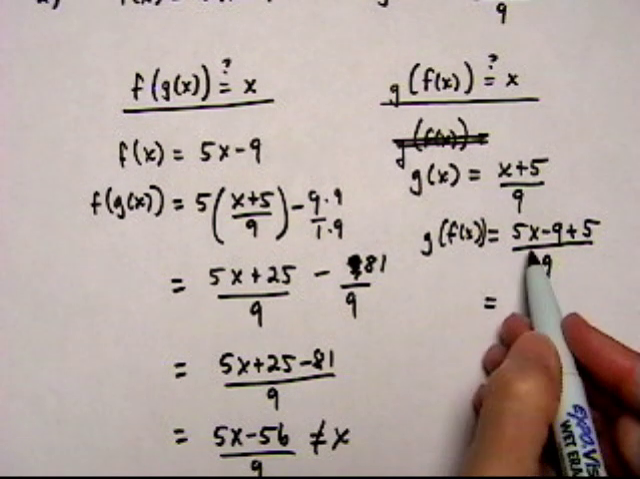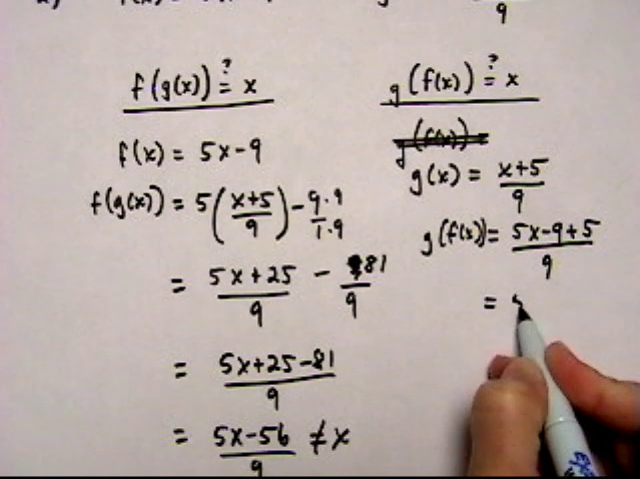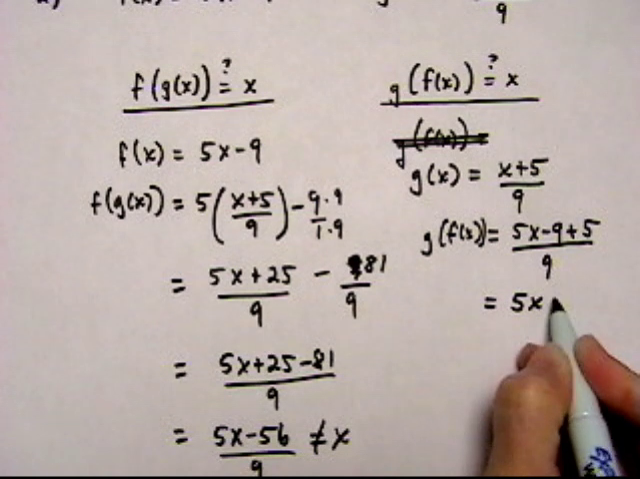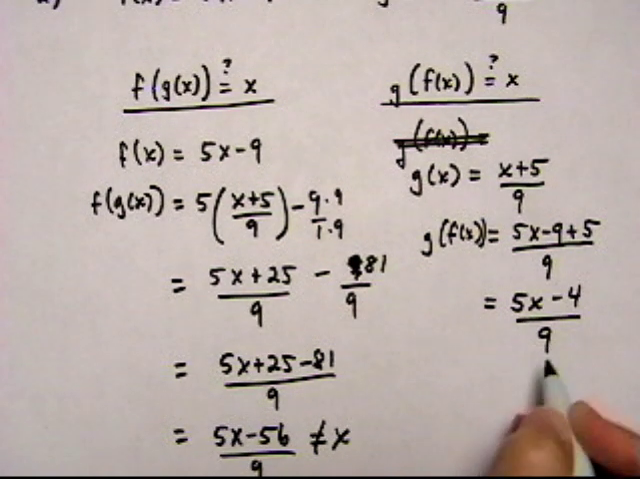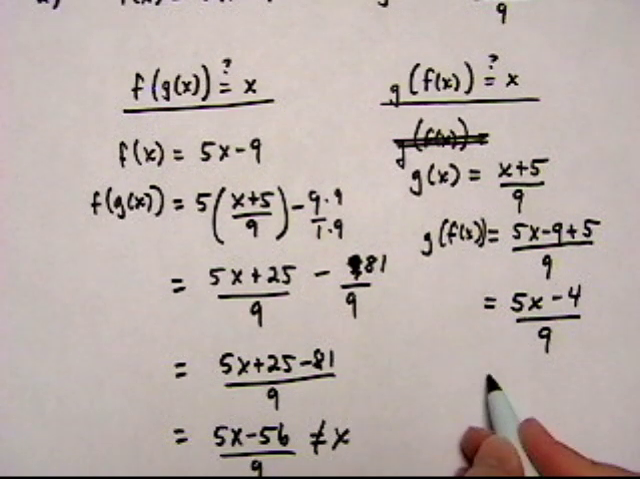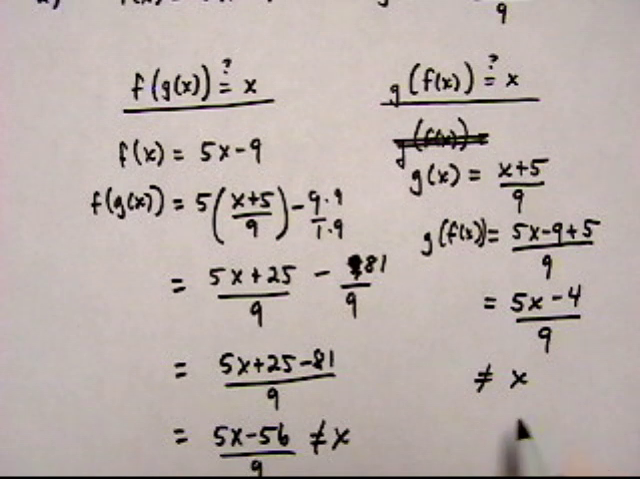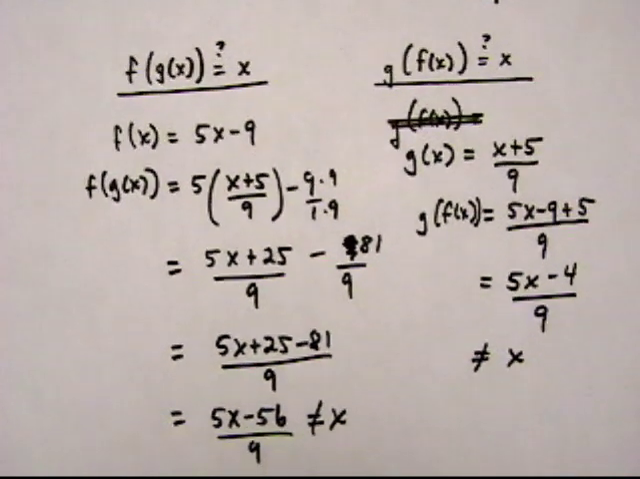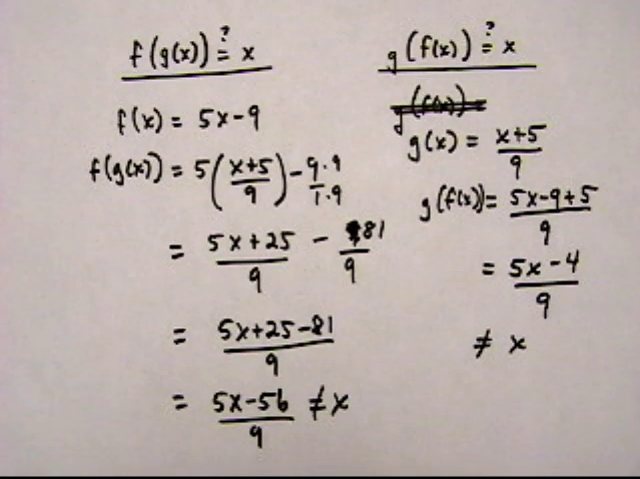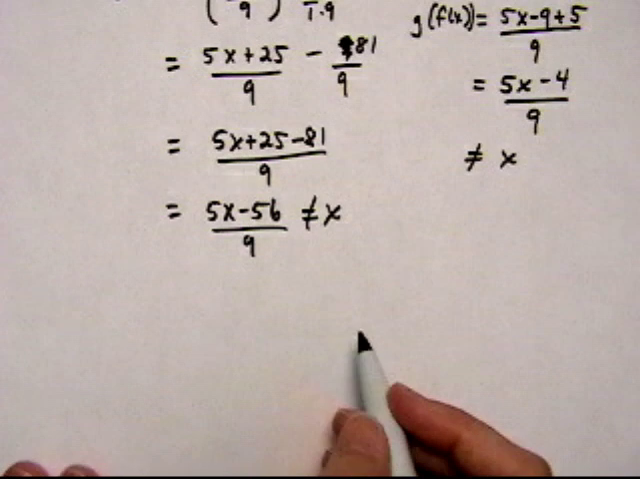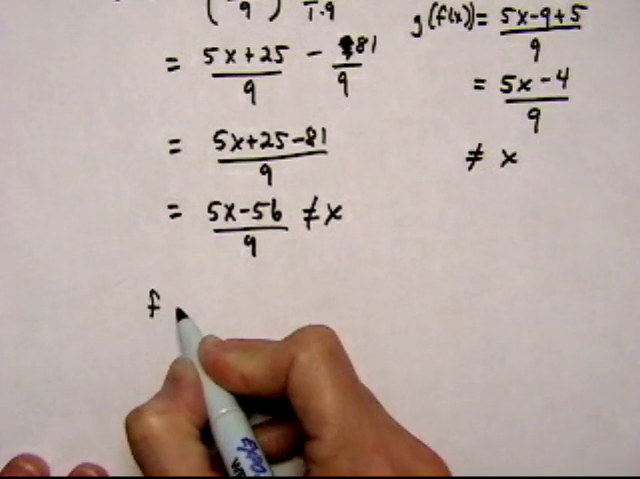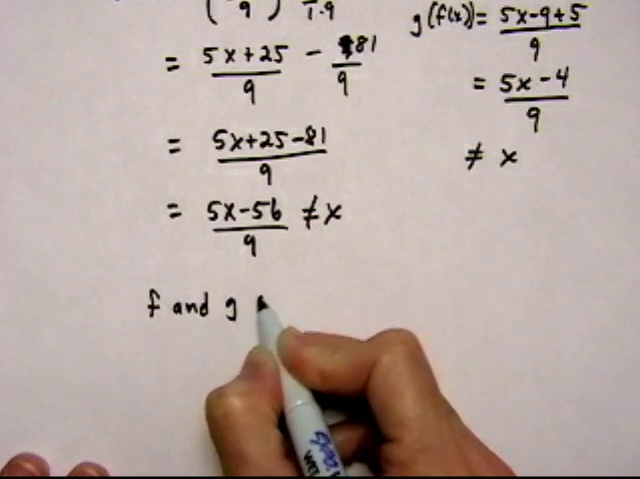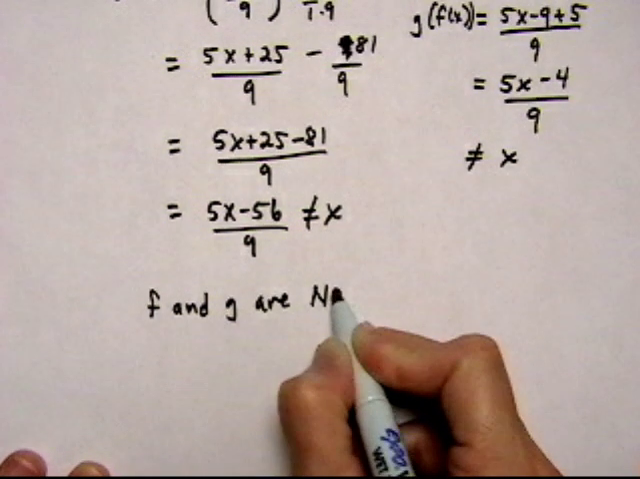So that means that g(f(x)) is equal to (5x minus 4) over 9, and again, this does not equal x. So because we did not get x back out again, f and g do not undo each other. They are not inverses.